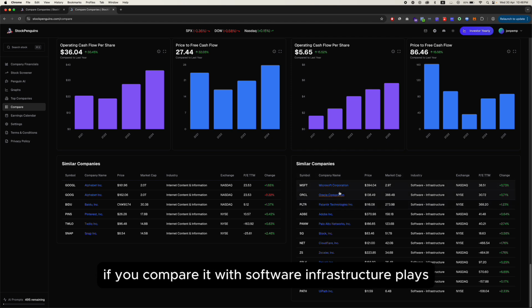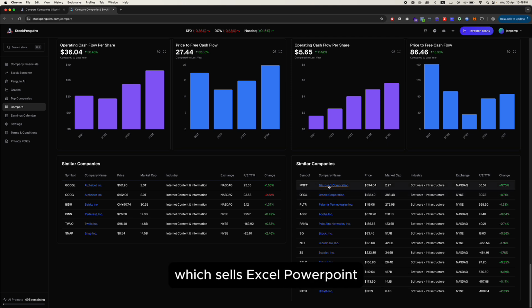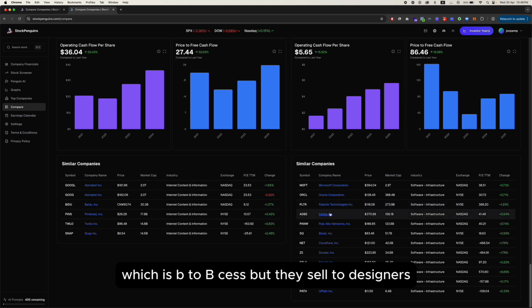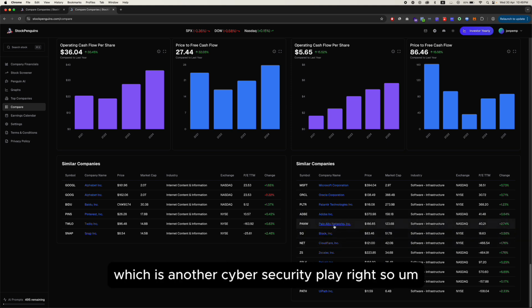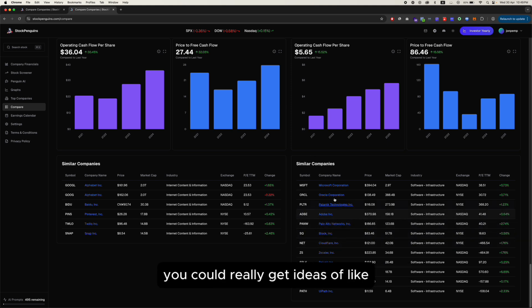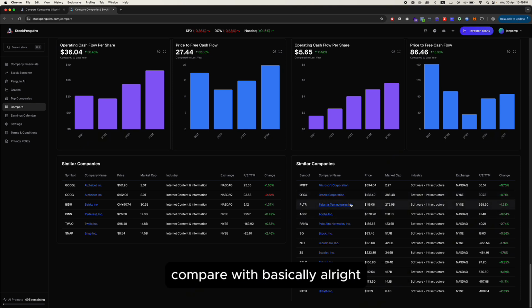Versus if you compare it with software infrastructure plays, so CrowdStrike is a cybersecurity B2B SaaS software. So they're compared to a Microsoft, which sells Excel, PowerPoint, compared to Oracle, which sells database, Palantir, which sells B2B SaaS, data analytics, Adobe, which is B2B SaaS, but they sell to designers, for example, right? Palo Alto, which is another cybersecurity play, right? So you could really get ideas of what other companies you would like to compare with, basically.